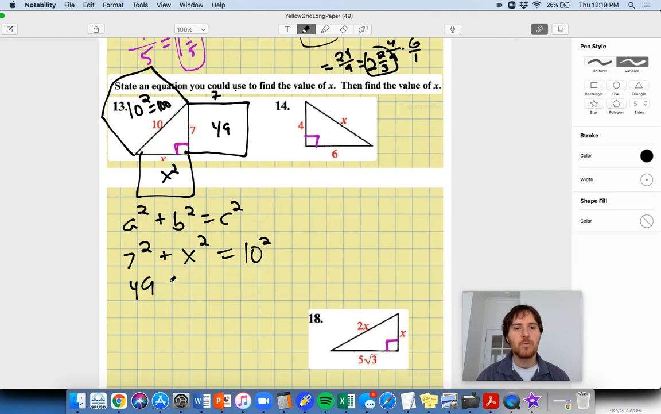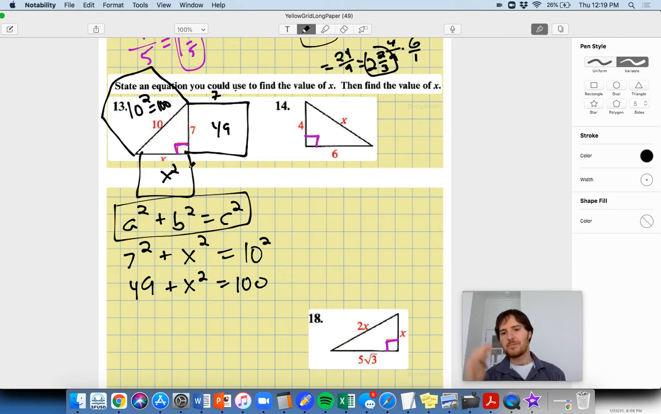We got 7 squared is 49, x squared is here, 10 squared is 100. So I would just set this up in the Pythagorean theorem. People say, hey, put it in the Pythagorean theorem. This is what they're talking about. It means put it in the formula: a squared plus b squared equals c squared. A leg squared plus the other leg squared equals the length of the hypotenuse squared. So 7 is a leg, x is a leg, right? Just figure out where they all go. My legs go in the a and b spots. My hypotenuse goes in the c spot. And now I can solve this one here.